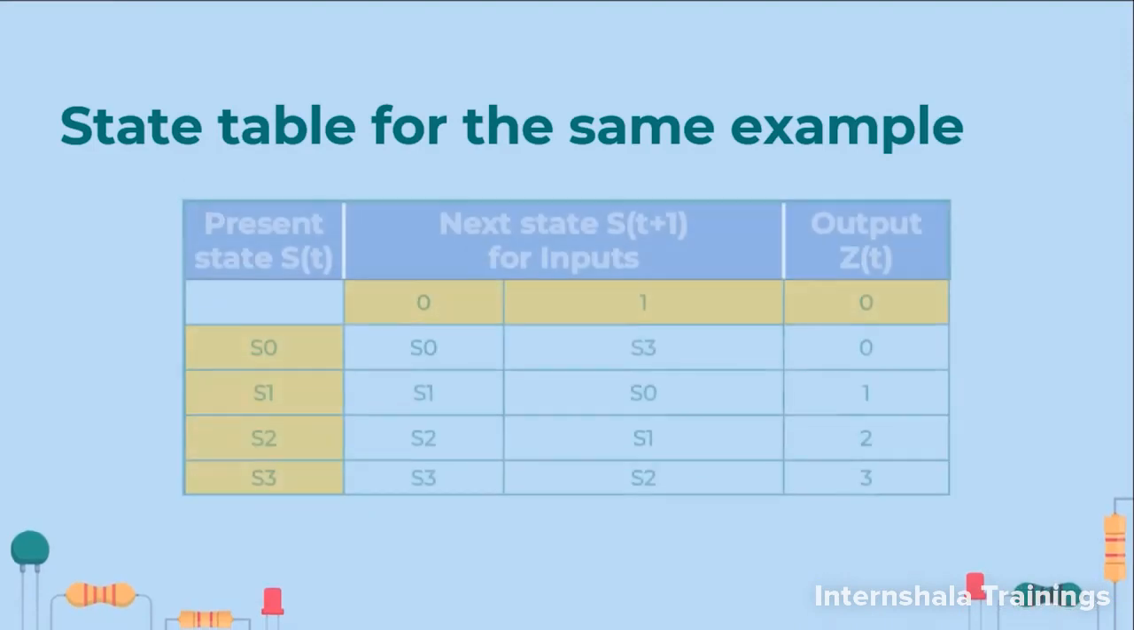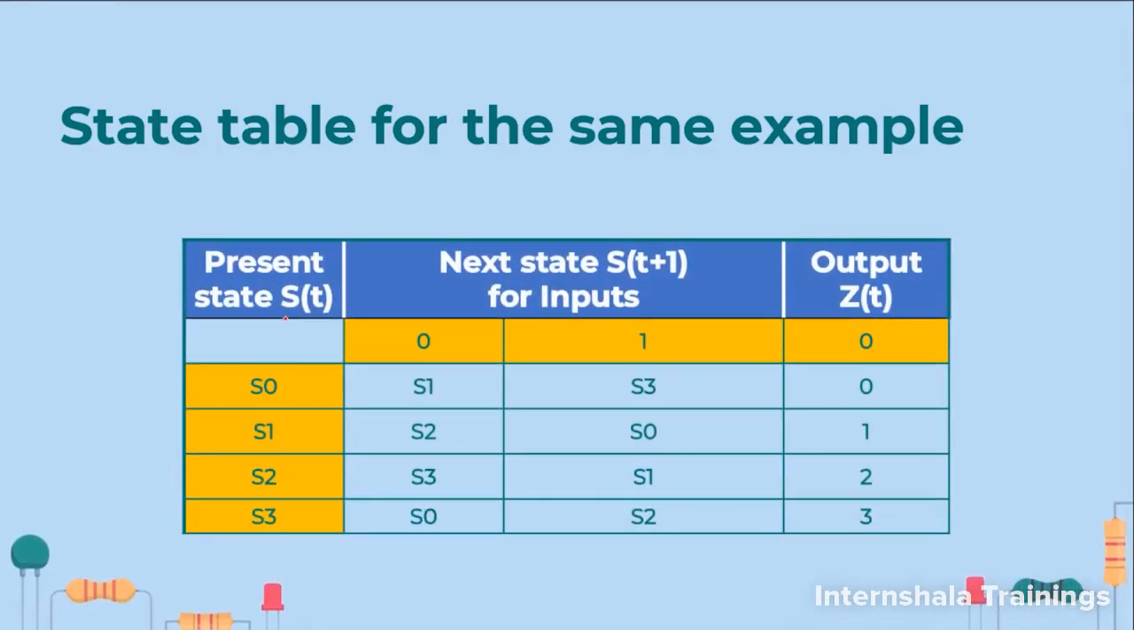So the state table is very simple. We have our present states S0, S1, S2, S3. These are the 4 values. If the input is 0, we are counting up. S0 goes to 1, 1 goes to 2, 2 goes to 3, and 3 goes to 0. If the input value is 1, then we count in the downward direction. That means 0 will go to 3, 1 will go to 0, 2 will go to 1, and 3 will go to 2. And the outputs are independent of input. They completely depend on the present state.